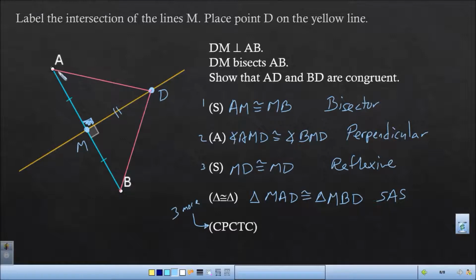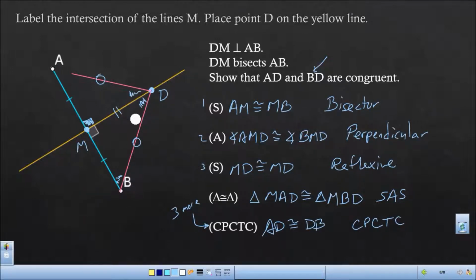One of them is that I can show that angle A and angle B are congruent. I can show that angle ADM and angle BDM are congruent, or I can show that AD is congruent to DB. So which one do I want? I want AD and DB. So we say AD is congruent to DB. Corresponding parts of congruent triangles are congruent.